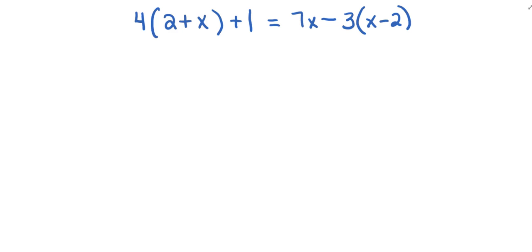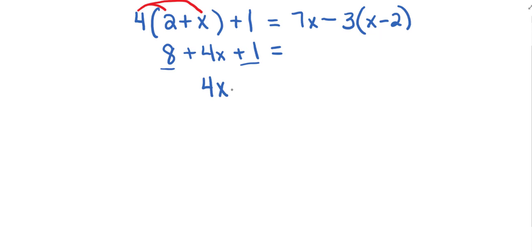Let's look at one more example. So we have an equation, and this one needs a lot of simplifying. On the left, we're going to distribute the 4 to the parentheses. So 4 times 2 is 8 plus 4x. Parentheses comes off, plus 1. We still have some simplifying we can do there with the 8 and 1. So we have 4x plus 9.